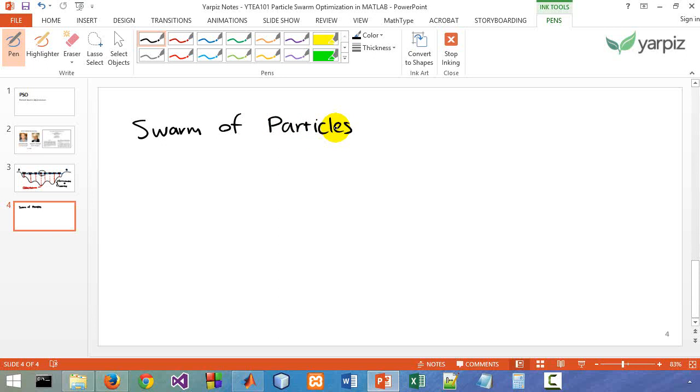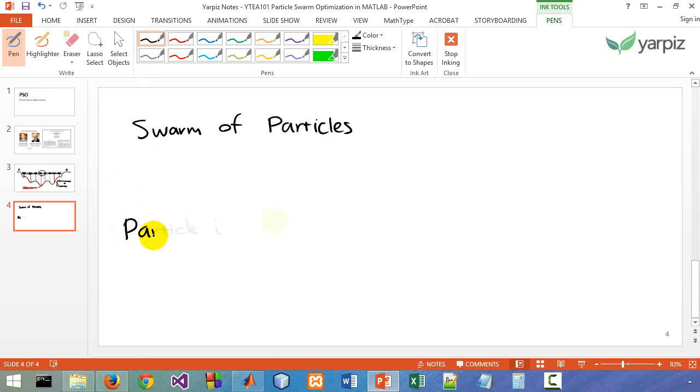Every particle is a candidate solution to the optimization problem we are going to solve. Any particle has a position in the search space of the optimization problem. The search space is the set of all possible solutions to the optimization problem. And we would like to find the best solution among these possible solutions in the search space.